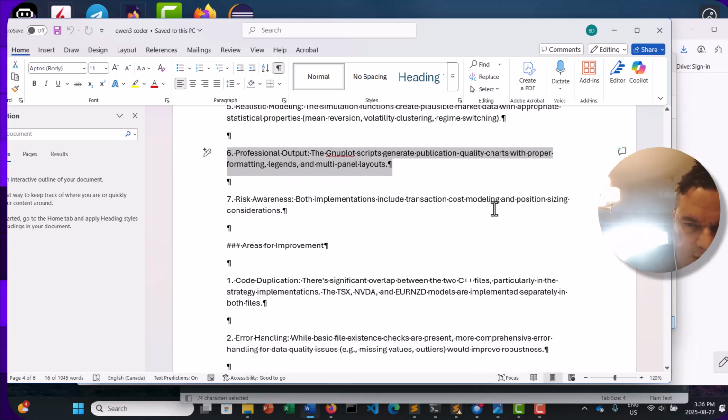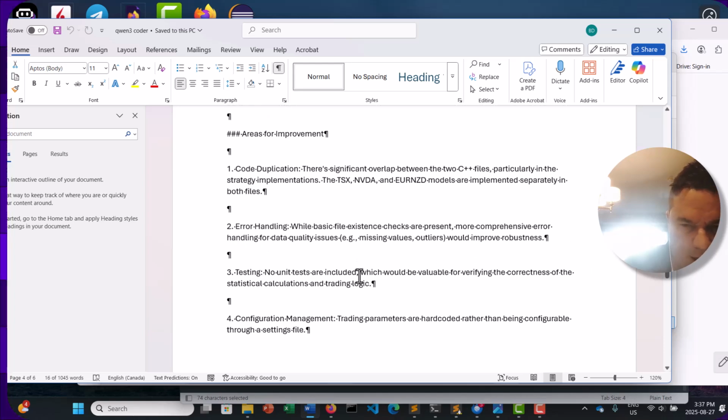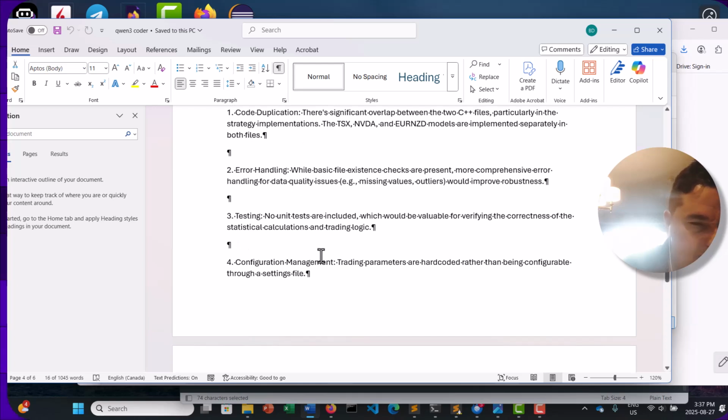Risk awareness implementation includes transaction cost modeling and position size considerations. Again, improvement: code duplication, we know this. Two files, we already know that. Error handling, well, basic checks are present, more comprehensive handling for data quality issues, blah, blah. I get that. No unit tests are included, would be valuable for verifying correctness of the statistical calculations. I get that. You can add that in if you want.